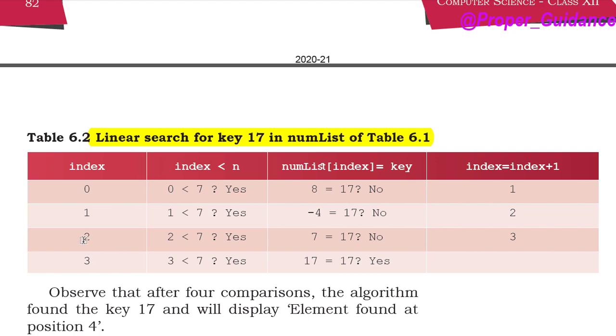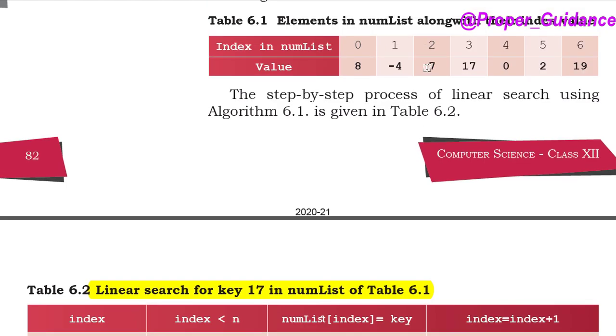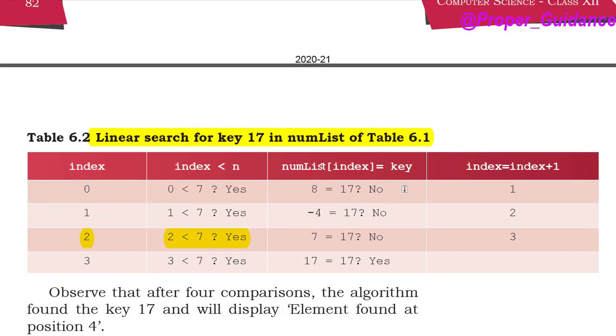Now, here index equals 2. Is 2 less than 7? Yes. And what is the value here? The value is 7. So, is 7 equal to 17? No. Again, the value of index will be increased by 1, that is 3.